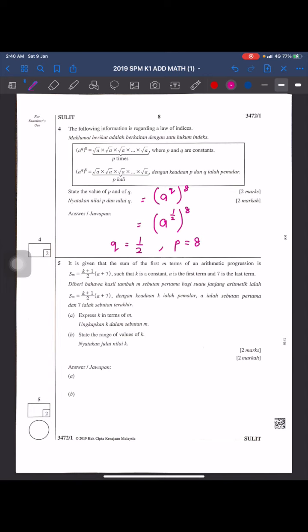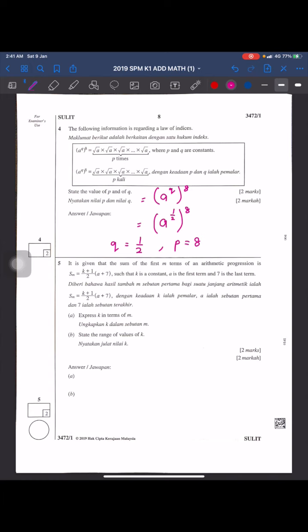Untuk menjawab soalan 4 ni, student kena betul-betul faham mengenai law of indices lah. Okay, next, number 5. It is given that the sum of the first m terms of an arithmetic progression is S_m equals k plus 1 over 2 (a plus 7), such that k is constant, a is the first term and 7 is the last term.